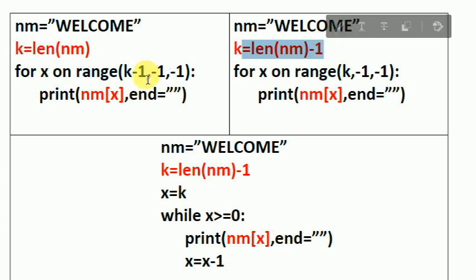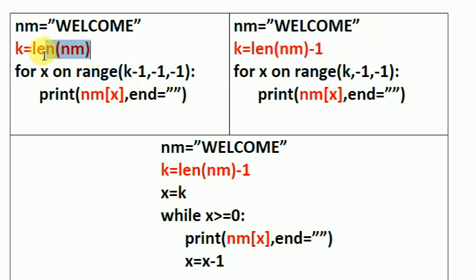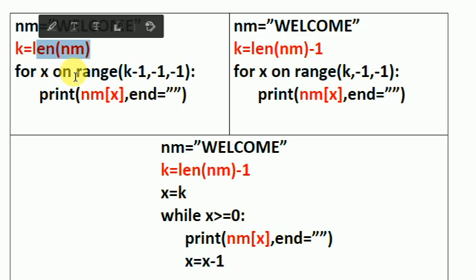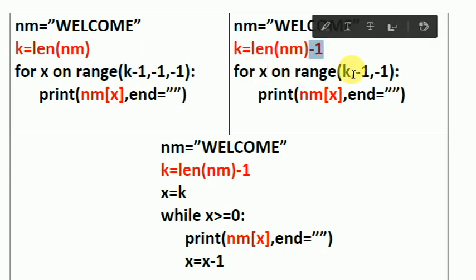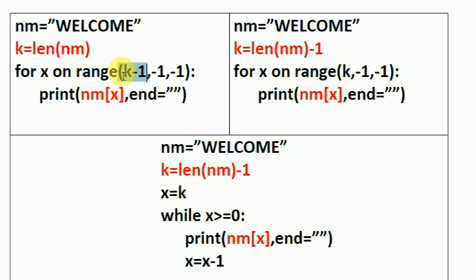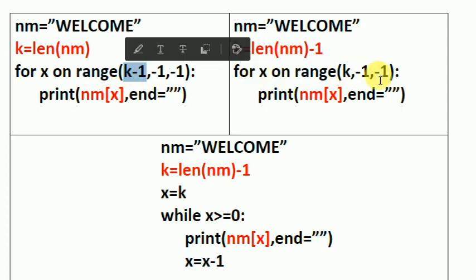When I use len of nm, it means the total length, that is 7. And when I start the range, I put k equals k minus 1. But in this case, I have already deducted 1, so I directly put k. That means 6th position. Here I put 7 minus 1, that means 6th position. Minus 1 is going to be the same.